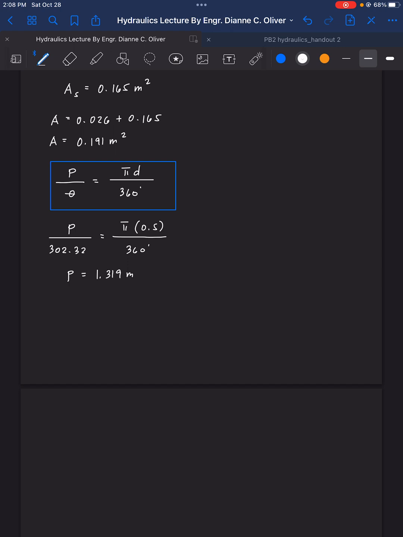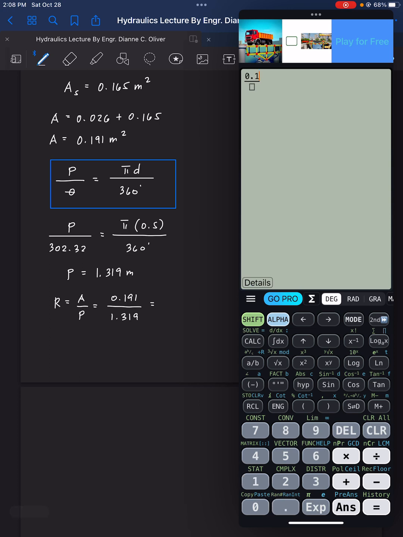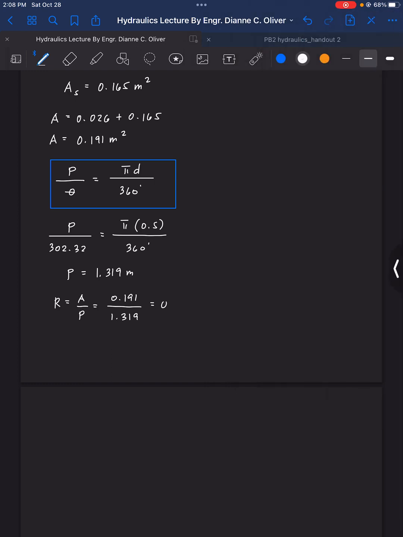1.319 meter. Therefore, our hydraulic radius R, which is A over P, is now equal to 0.191 divided by 1.319. So R is equal to 0.145 meter.